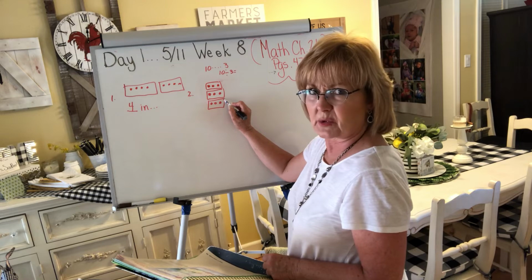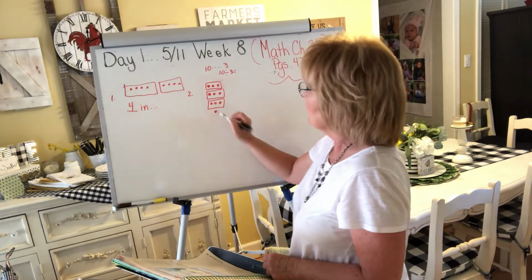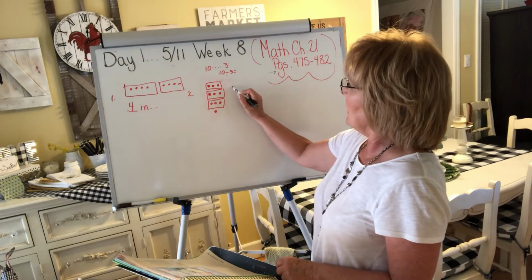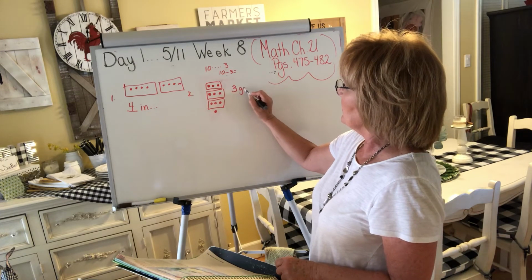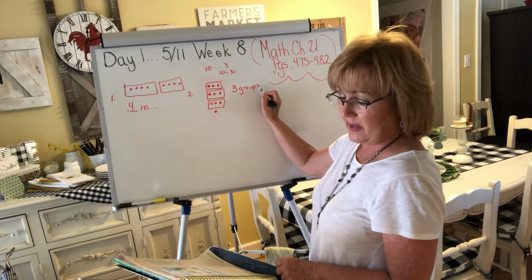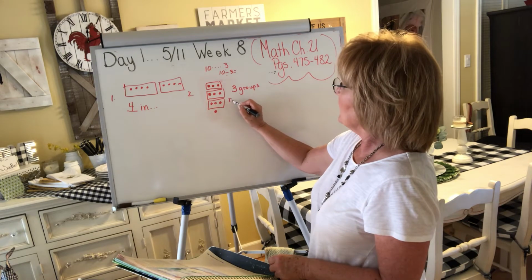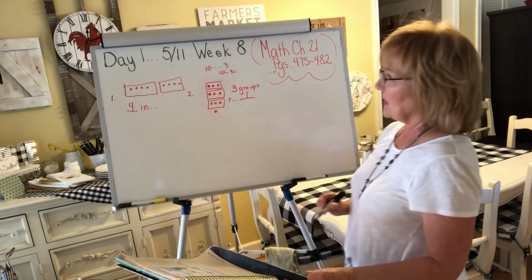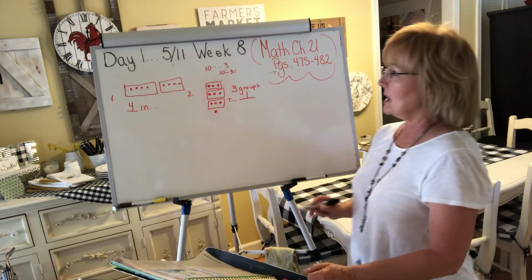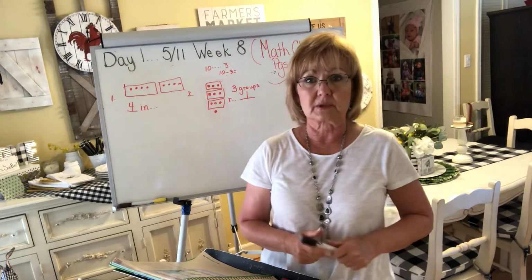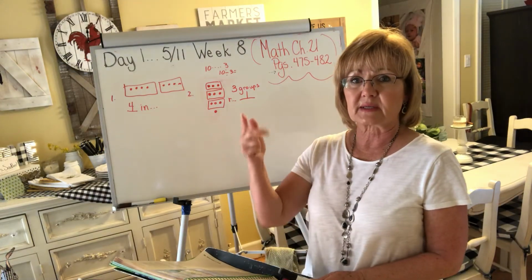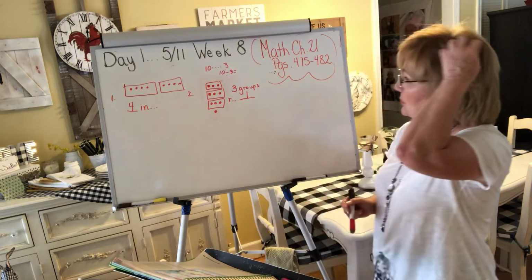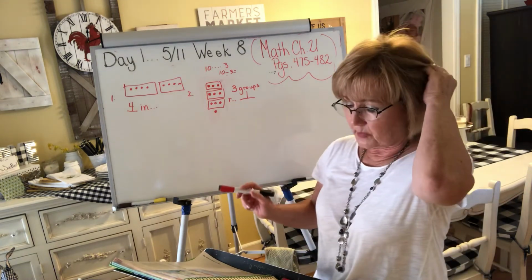Can I make another group of 3? No, 10. I cannot make another group of 3. How many groups do I have? I have 3 groups, but I do have a remainder. The remainder is what? 1. Because 10 is not a multiple of 3. 3, 6, 9, 12. So 10 is not in that group. Okay, so that's how that would work.